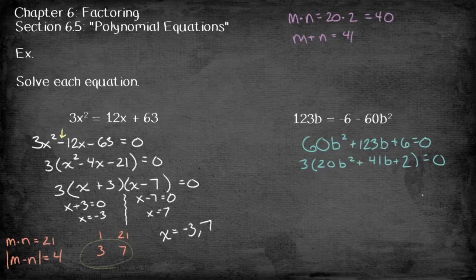Well, 1 and 40 add up to 41 and multiply to give me 40. So that's got to be what it is. So now I have 3 times 20b squared plus b plus 40b plus 2 equals 0. I'm going to factor by grouping.